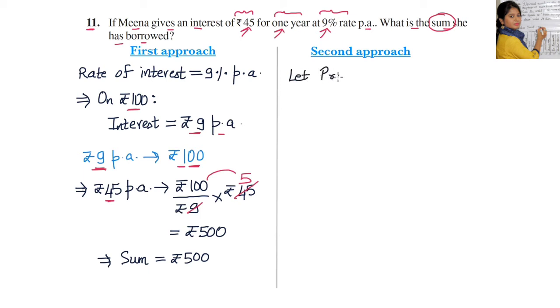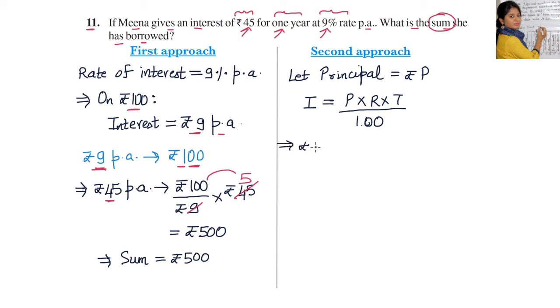Now let's solve using the formula. Let us assume that the principal is rupees P. As we need to find the principal, we know the interest formula is P into R into T, where P is principal, R is rate, and T is time, divided by 100. Interest we know is rupees 45. So directly we will put in the formula and find the result.